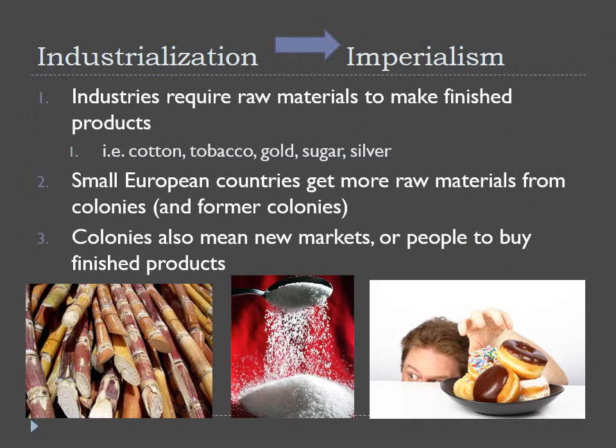Third, colonies also need, I don't know why it says mean, I see, they do mean new markets or people to buy finished products. So not only do we get raw materials from colonies, but we get people who are willing to buy the finished products. We have colonists importing cigarettes, importing sugar products, etc. So our colonies are also active markets where the goods can be sold.